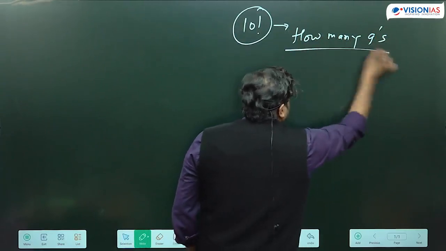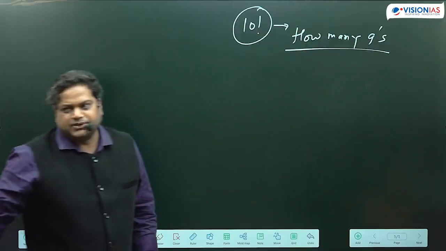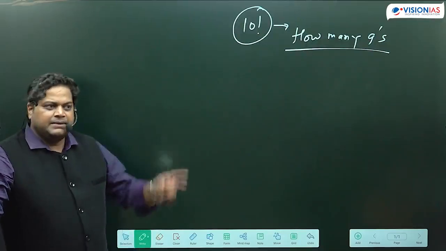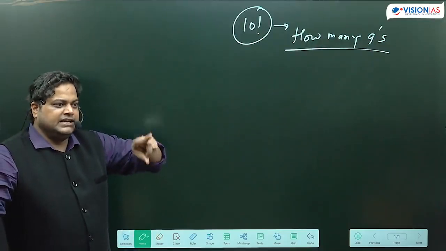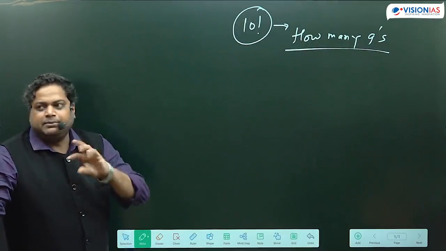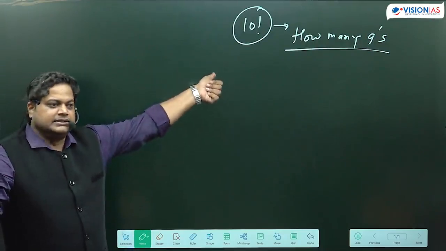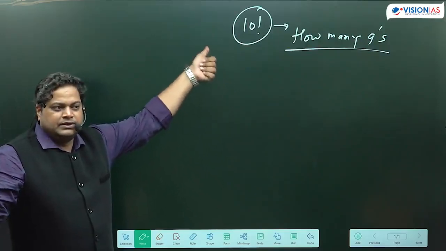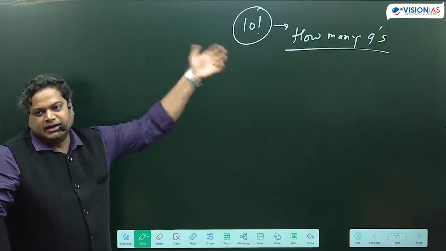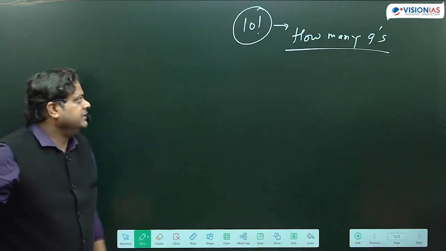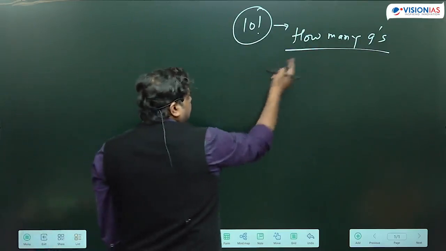Because this variation UPSC has not asked till now, but they have asked about 3, they have asked about 2, but they have not asked about this 4 6 8 9. इसके बारे में अभी तक नहीं पूछा. So they can ask. So we'll try to find out.